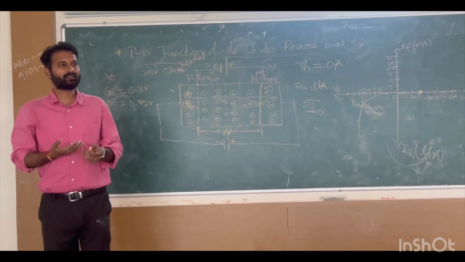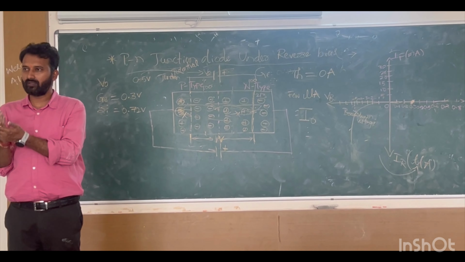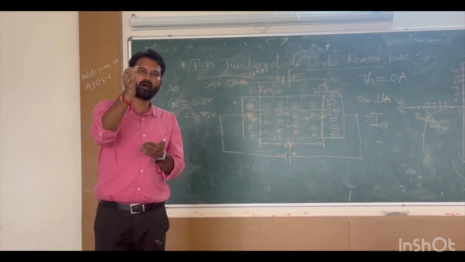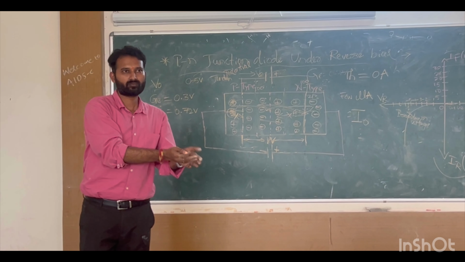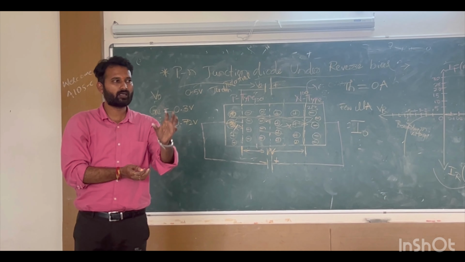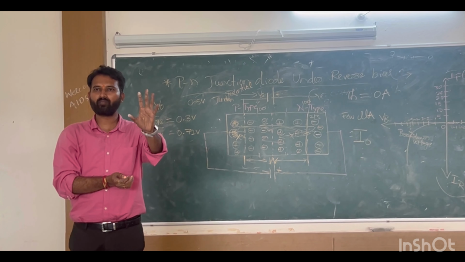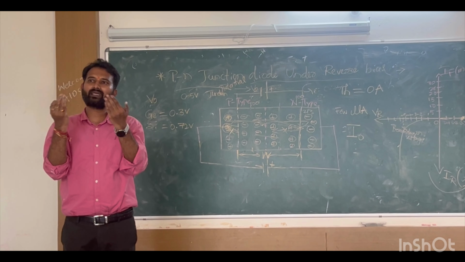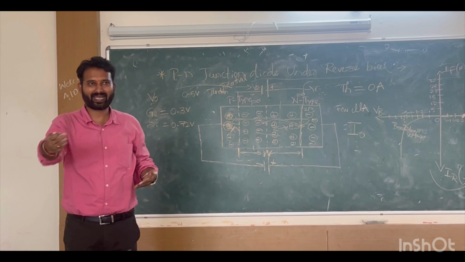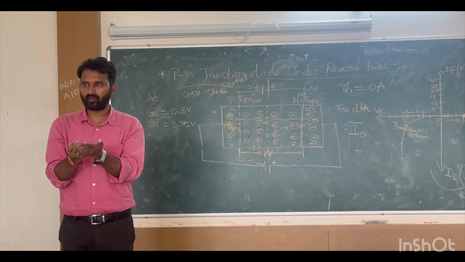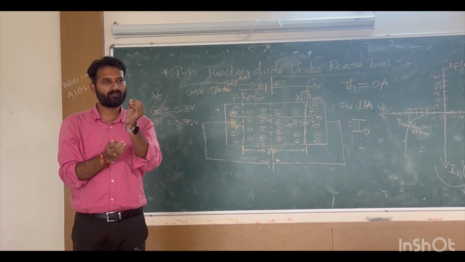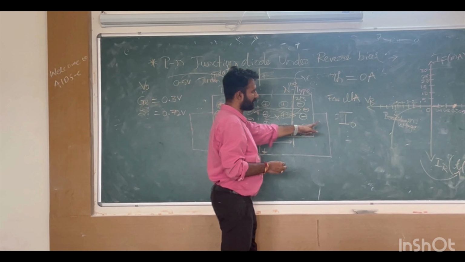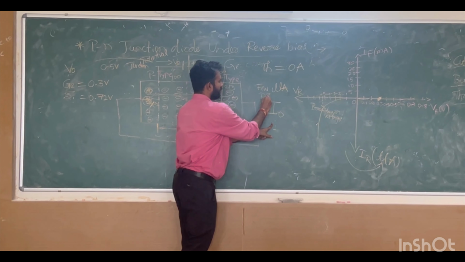Why are we getting that? Because only a few carriers, maybe 2 or 3 electrons, will cross the junction and come to the P side. And a few holes, which are positively charged particles, from the P side will cross the junction and occupy the N side. So few carriers will undergo recombination. Recombination means they will combine, they will recombine. Due to that, a small current is produced in the diode. That is nothing but the reverse saturation current, denoted by I0.